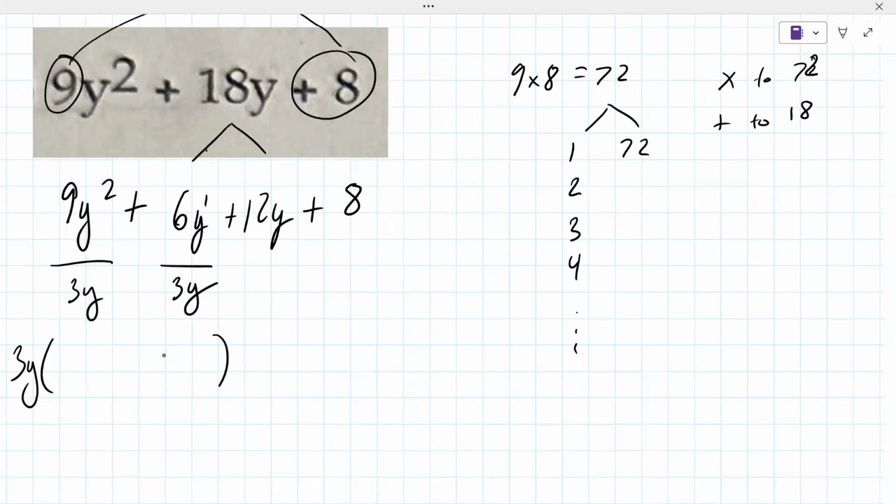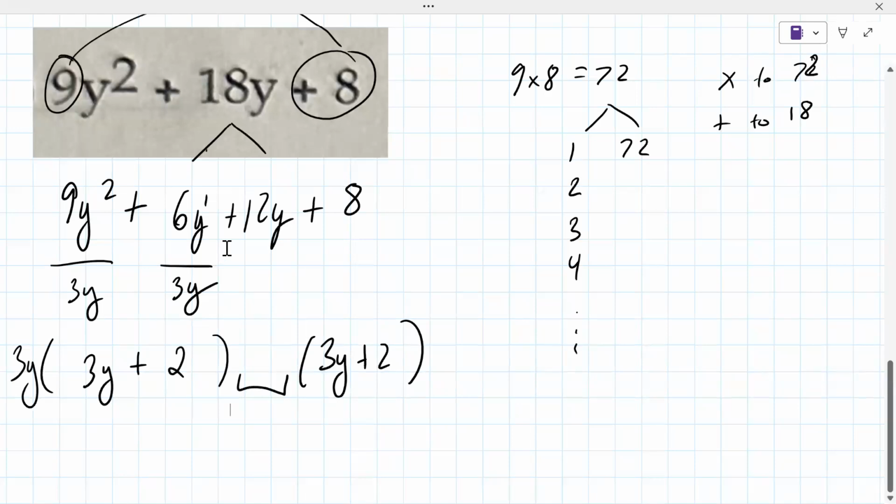Divide 9 and 3. Yep, divide 9y squared by 3y and then 6y by 3y. So it'll be 3y plus 2. Good. And then that goes in parentheses here. So now you've got to figure out what goes here such that when you multiply in, you get back to the previous line.